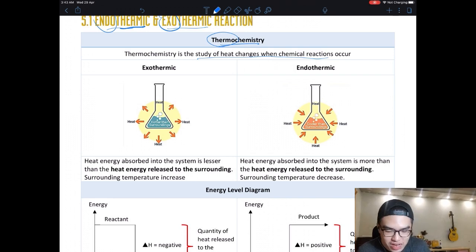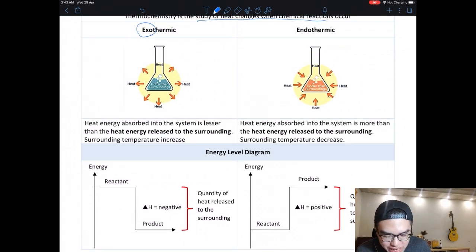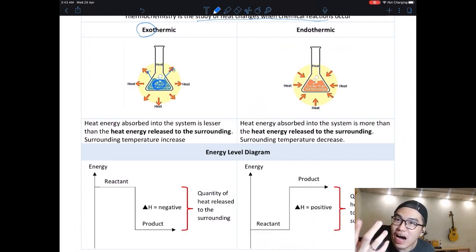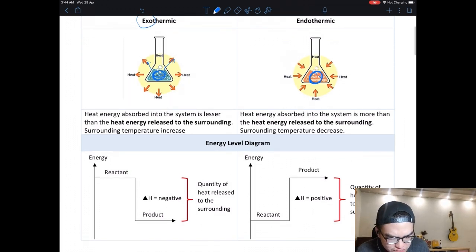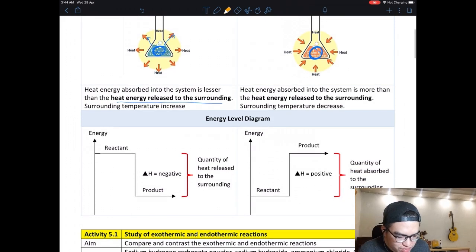Exothermic, like I said, exo means going out. It's releasing heat to the surrounding. That's why when you touch the cup, it feels hot, because what you are using is releasing heat to the surrounding. That's why when you touch something, it feels hot. It's exothermic. Like I said, oven. When you touch oven, it feels hot. Endo is absorbing heat. That's why when you touch a fridge, it feels cold. So this is heat released to surrounding.